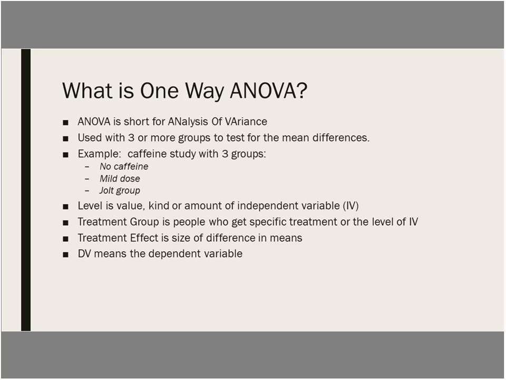In the ANOVA vocabulary, a level is a value. It's the kind or the amount of the independent variable. The treatment group is those people in the ANOVA who are getting a very specific treatment, or level of the IV, the independent variable. Keep in mind the treatment effect is the size of the differences in the mean. Then we always have to worry about what our dependent variable is going to be. So you experiment with or shock the independent variable, and then you want to see the output, or the effect, on the dependent variable.